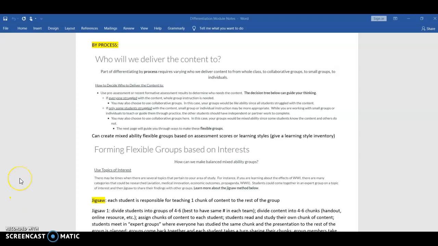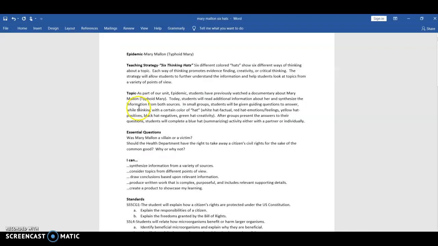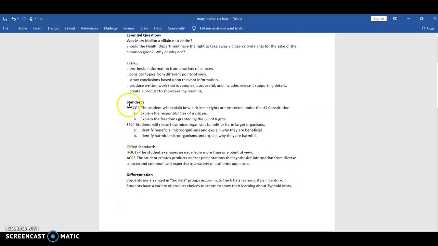So this lesson, to differentiate by process, will be forming flexible groups based on student interest with a learning inventory survey, and then the jigsaw method for students being responsible for teaching a chunk of content to the rest of their group. So students will, for this lesson, be learning both social studies, science, and gifted standards.